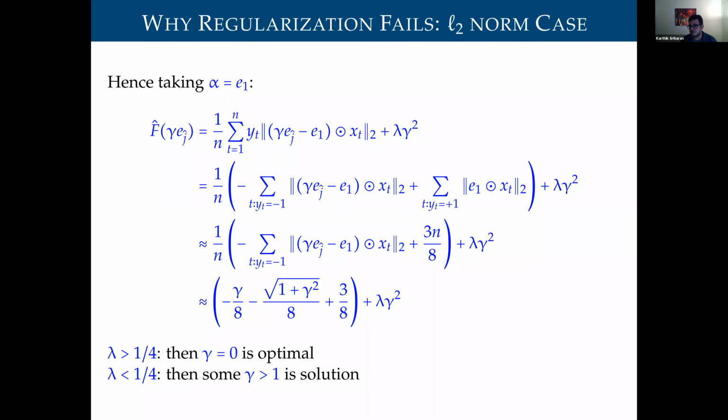But what I'm going to convince you is that if you are minimizing regularized empirical risk with respect to L2 norm regularization, then you're going to pick something of the form gamma times e_j hat. So somehow doing things in the direction of j hat is going to be advantageous for us.